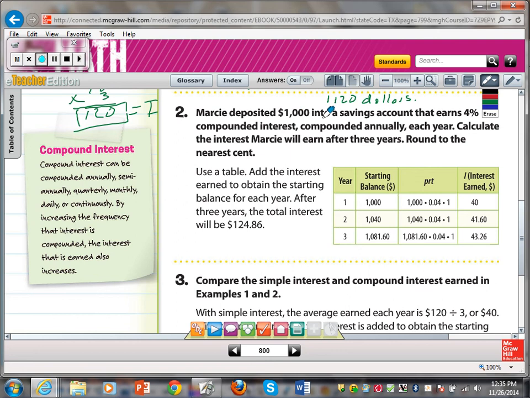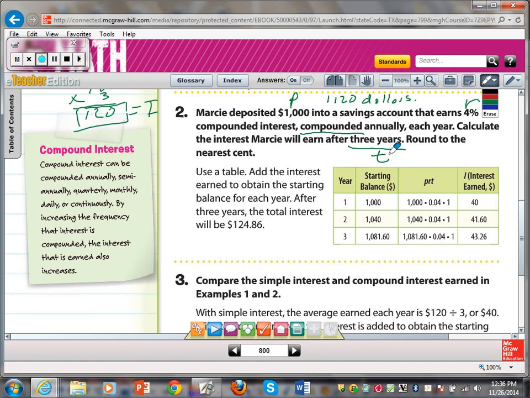Marcy deposited $1,000 into a savings account that earned 4% compound interest compounded annually. Compounded means more than once, right? Each year. Calculate the interest Marcy will earn after 3 years, round to the nearest cent. So here we go once again. Here's your principal, here's your rate, and here's your time.